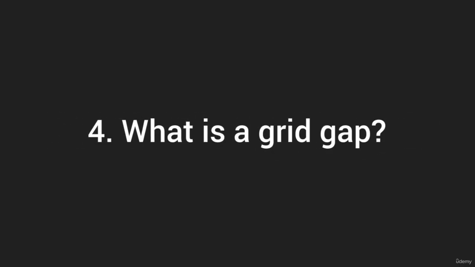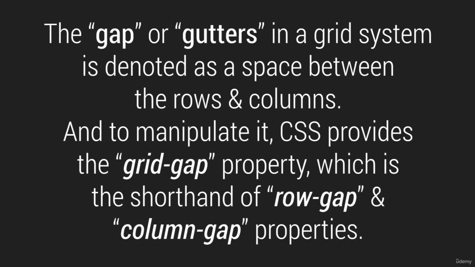Next question is, what is a grid gap? Well, the grid gap, also known as gutters in a grid system, is the space between the rows and columns, and to manipulate it, CSS provides the grid-gap property, which is the shorthand for the row-gap and column-gap properties.